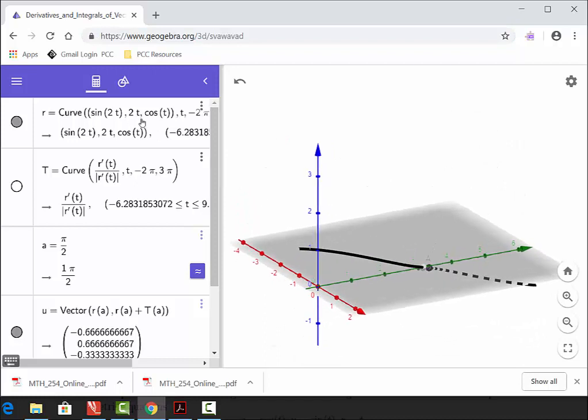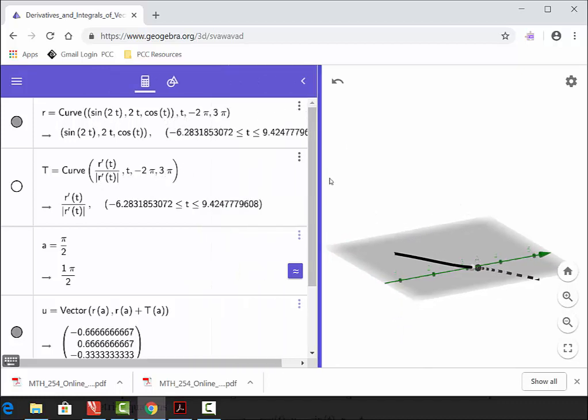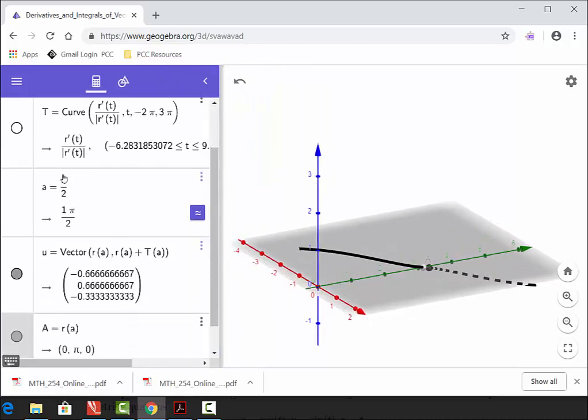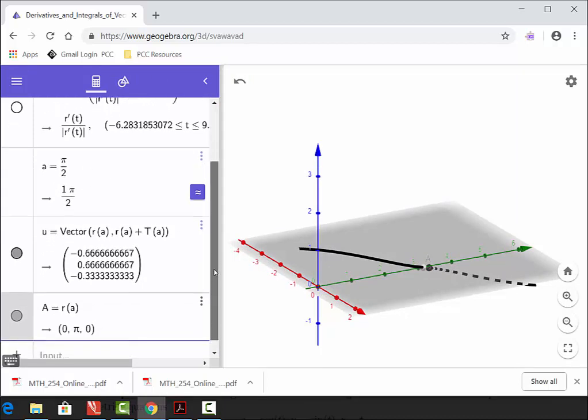And so here, I've put in my curve. I've then defined the unit tangent vector curve as r prime of t over the magnitude of r prime of t with respect to t from negative 2 pi to 3 pi, which is the same interval that I had for my initial curve up here. I then created a slider for my a value. I want to be able to slide this around. I'm going to do that in just a second.